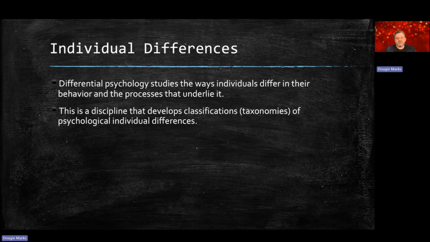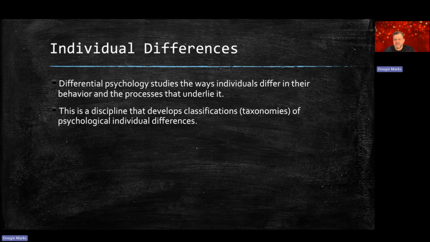Well, the psychology literature on this is called the literature of individual differences. What individual differences are is basically the study of ways in which one person is different in their behavior and in their internal underlying psychological processes, how one individual is different from another individual in that way.